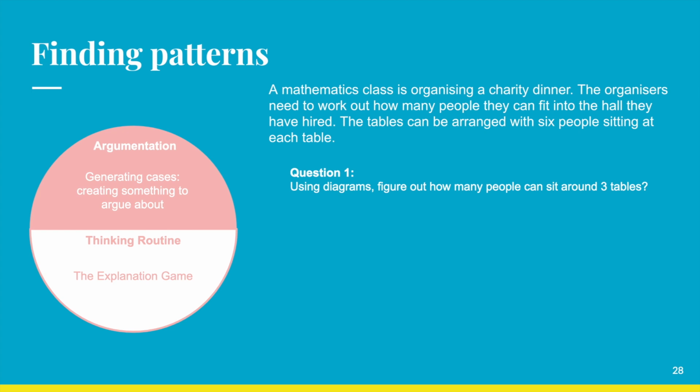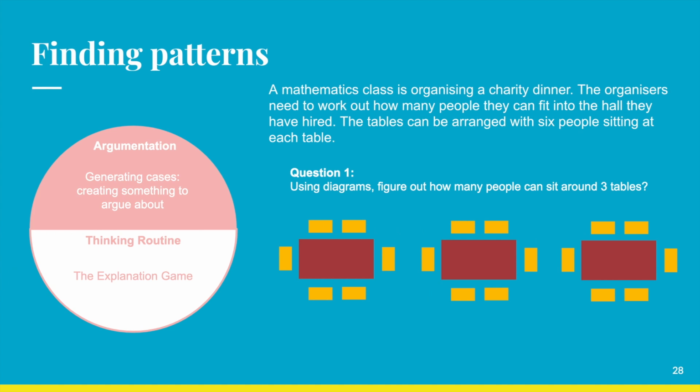The first question that was given was, using diagrams, figure out how many people can sit around 3 tables. Here, students had to perform the generating cases step of argumentation. Along with question 2, they will create a visual argument of the amount of people that can sit around a table. Once the student has been allowed thinking time, the teacher would then use the first thinking routine, the explanation game. This thinking routine will get students to observe the details given in the question and to verbally explain parts to build their argument. In this case, students would use the diagrams to observe this detail and explain their argument.